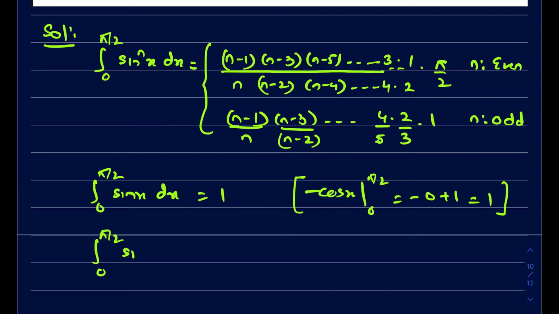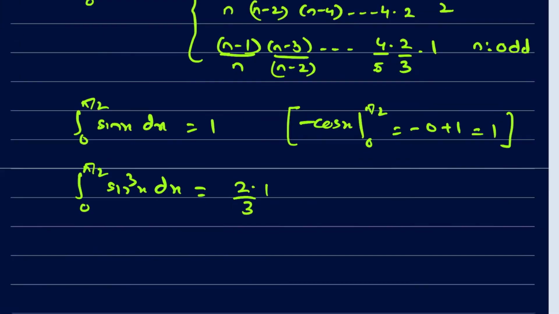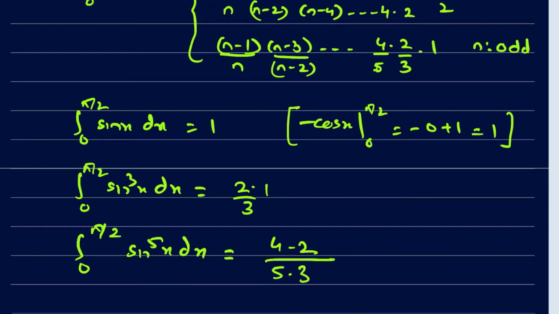Similarly, 0 to pi by 2 sin cube x, I substitute here, so 2 by 3 I will get, that is the answer. If I take 0 to pi by 2 sin 5x dx, then we will get 4, 2 in the numerator, and in the denominator 5, 3, 1. This is what we will get.